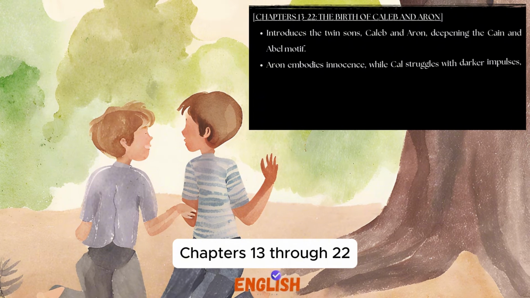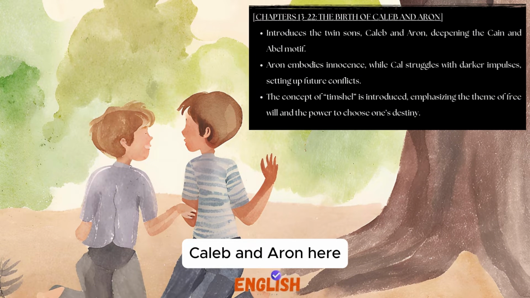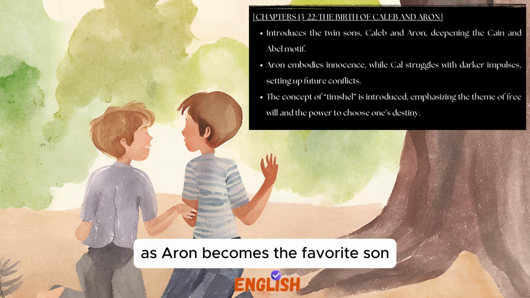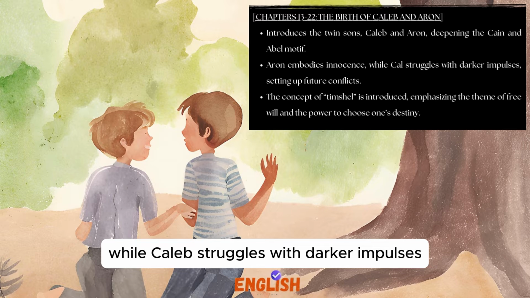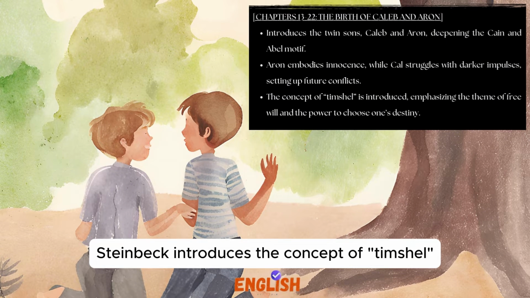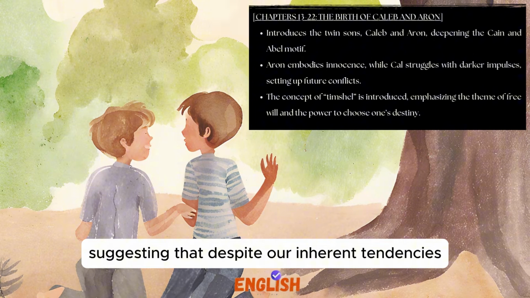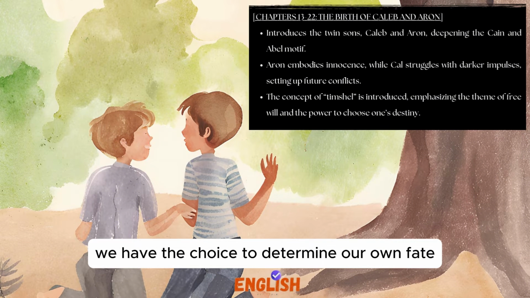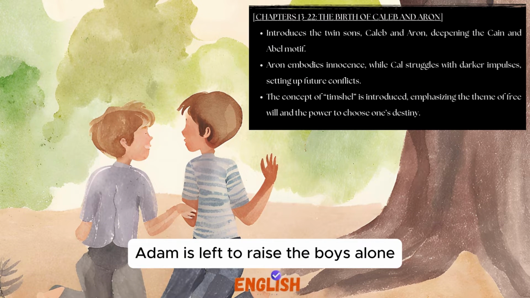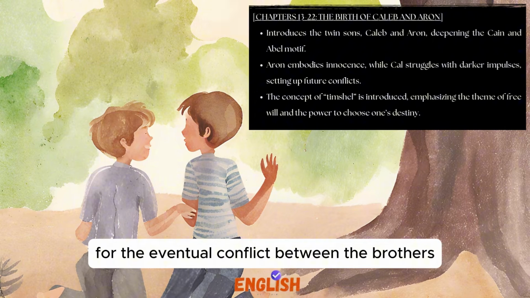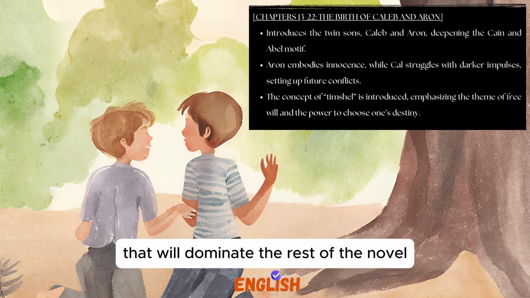Chapters 13 through 22 introduce Adam and Kathy's twin sons, Caleb and Aaron. Here, the Cain and Abel motif deepens as Aaron becomes the favored son, embodying innocence, while Caleb struggles with darker impulses. Steinbeck introduces the concept of timshel, or thou mayest, suggesting that despite our inherent tendencies, we have the choice to determine our own fate. As Kathy abandons her family, Adam is left to raise the boys alone, setting the stage for the eventual conflict between the brothers. These chapters are pivotal, as they set up the moral dilemmas that will dominate the rest of the novel.